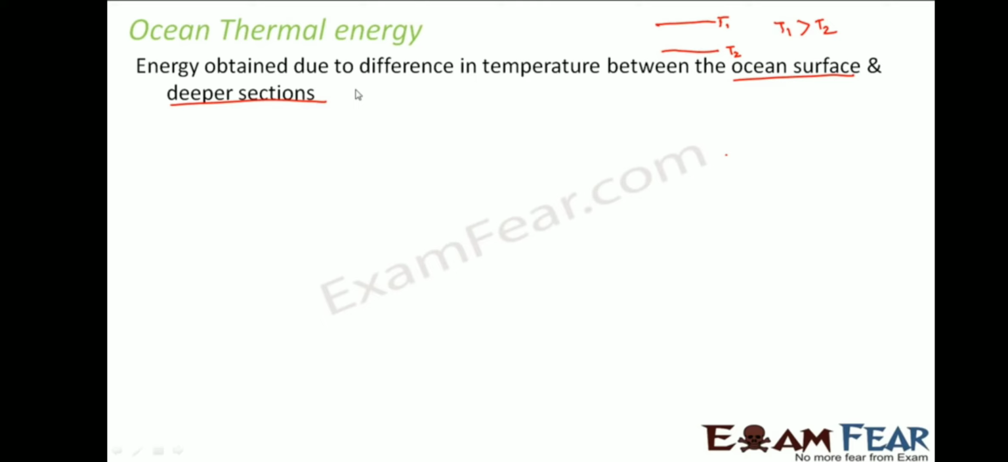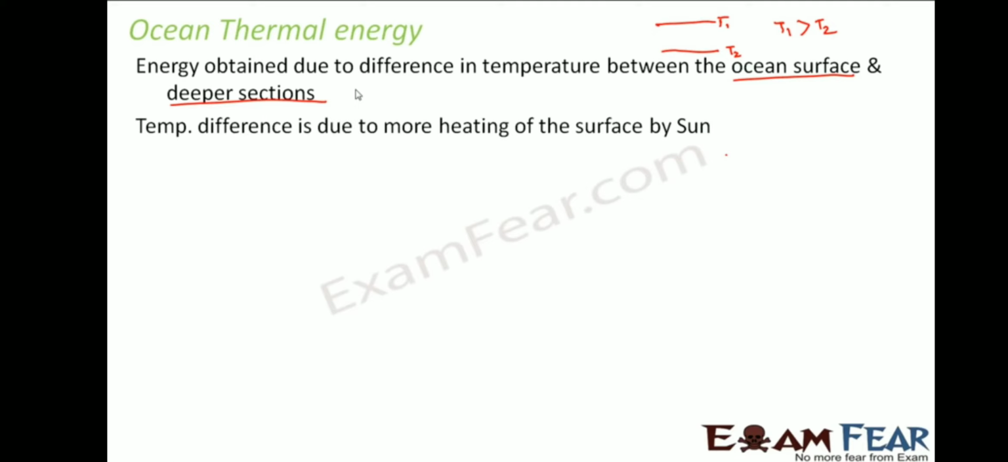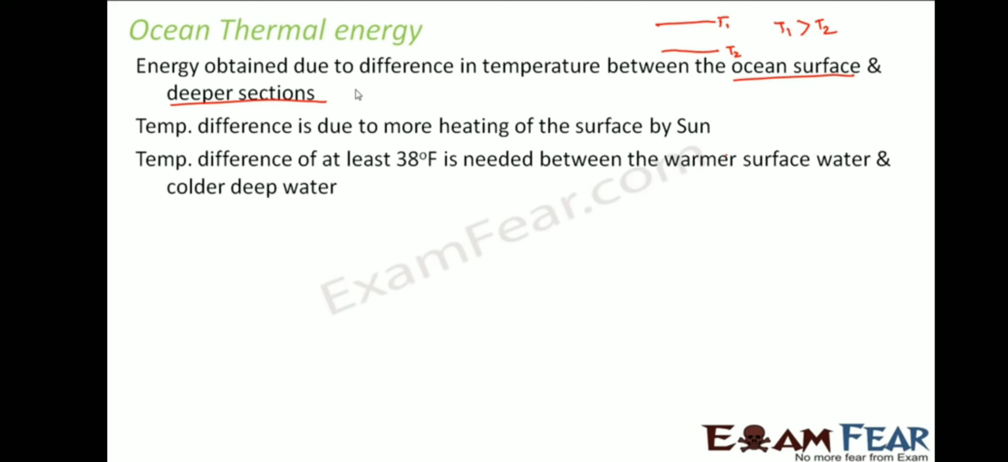So the energy which is obtained due to the difference in temperature between the ocean surface and deeper sections. So the temperature difference is due to more heating of the surface by the sun. That's absolutely correct. Now, a temperature difference of at least 38 degrees Fahrenheit is needed between the warmer surface water and colder deep water. So this much of a temperature difference is at least needed in order to generate ocean thermal energy.